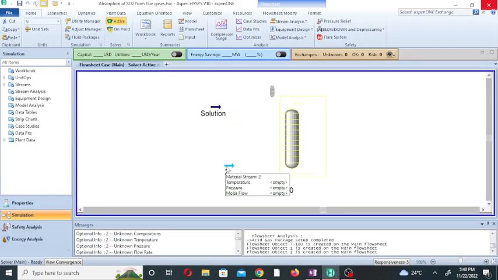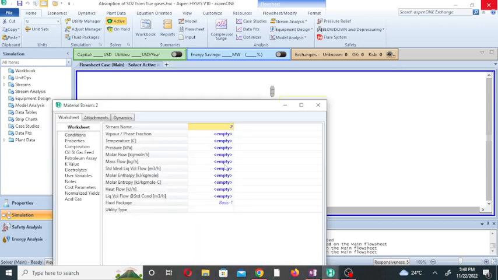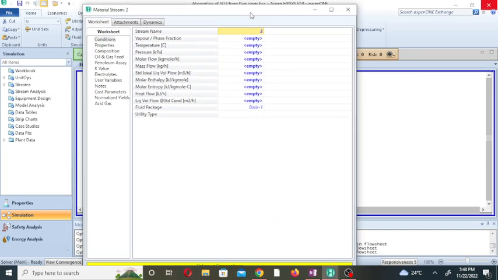Now come to stream number 2, which is flue gases. These are the dirty gases, because they consist of various harmful gases which can produce a lot of diseases in animals and human beings. So the name of solution 2 is the flue gases or dirty gases.